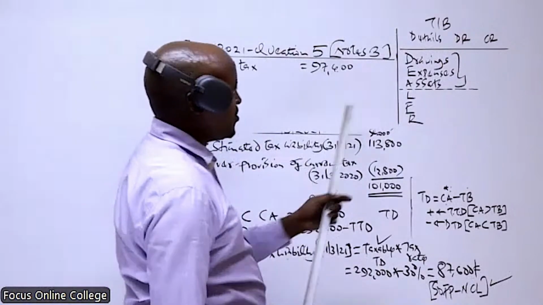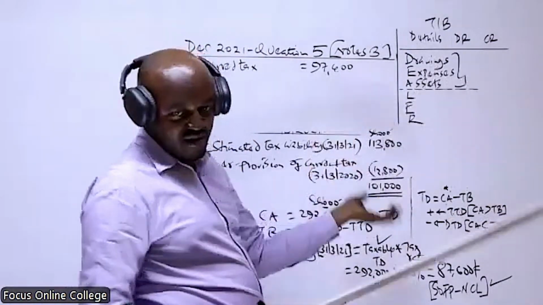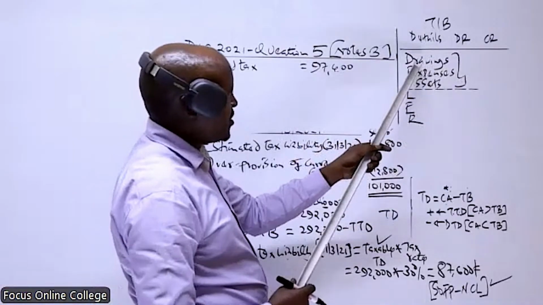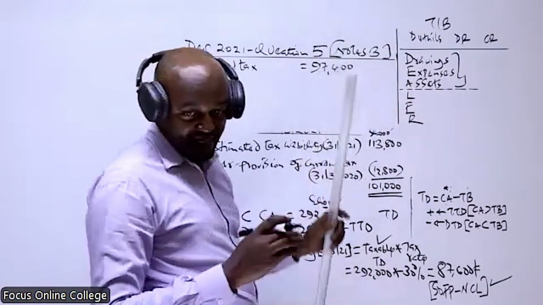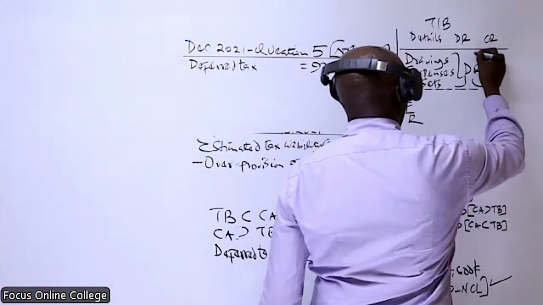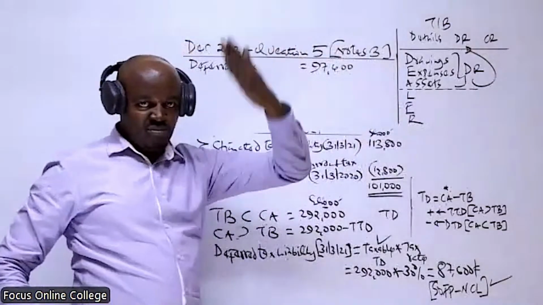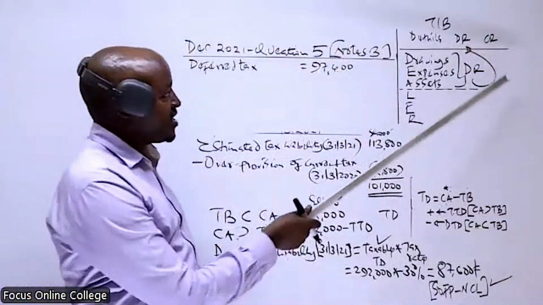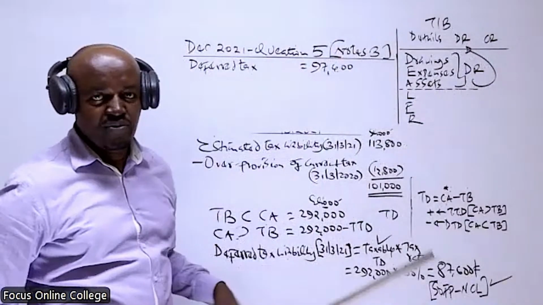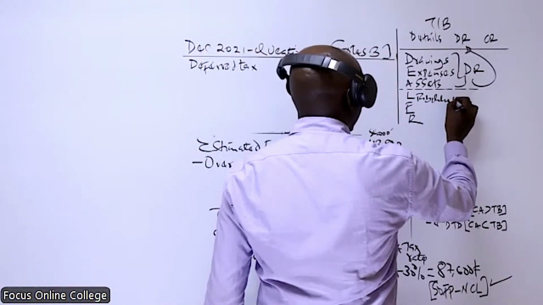Now we said all these items, drawings: a company may not necessarily have drawings, but other businesses may have drawings, like a sole proprietorship or partnership. Drawings, expenses and assets all have a debit balance. So all these items appear in which column? The first column. There is no way you'll be given an asset or a liability here.